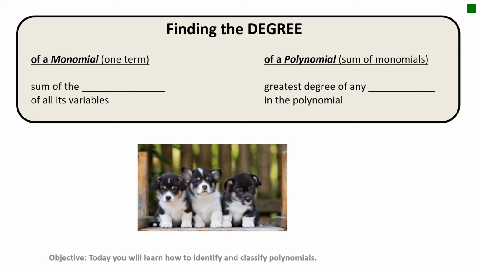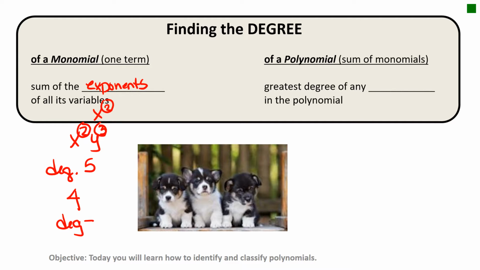Oh, this is going fast. Finding the degree of a monomial: it's the sum of the exponents of all its variables. So if we have something like x squared, that's the only variable we have, that's degree 2. If we have x squared y cubed, I have 2 x's, 3 y's, for a total of degree 5. If I have 4, how many variables do I have? None. So that degree is 0.